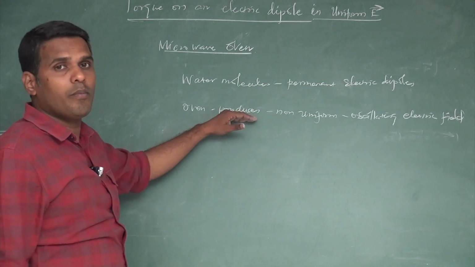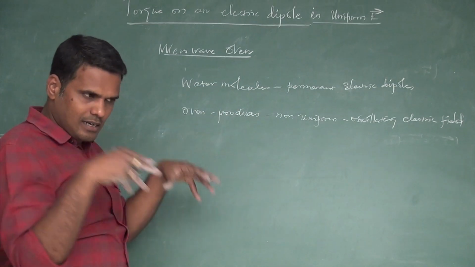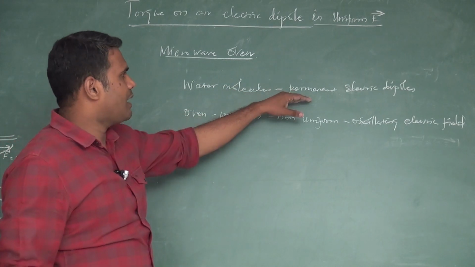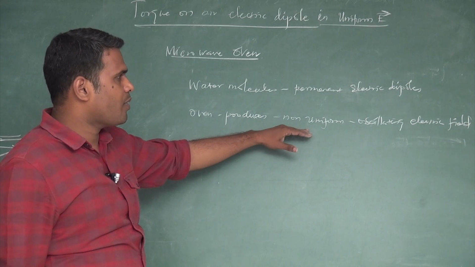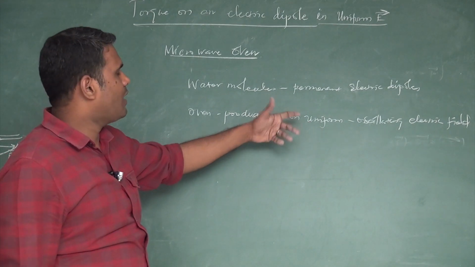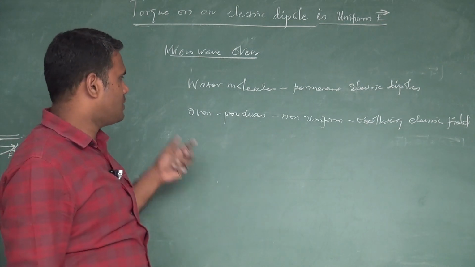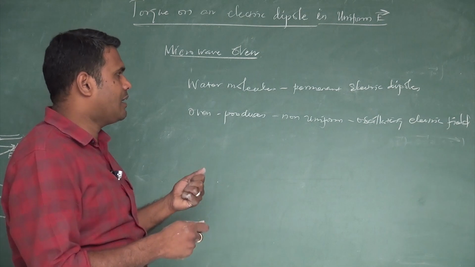In such a non-uniform oscillating electric field, a water molecule existing along with the food material to be cooked, which is a permanent electric dipole, is placed in a non-uniform oscillating electric field. What will happen? It will experience both force as well as torque. So the dipole will get excited and will be rotated in all directions.